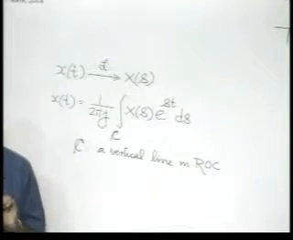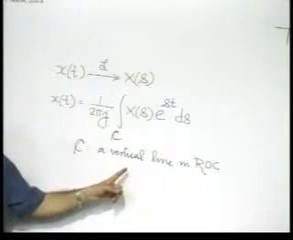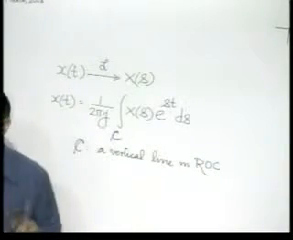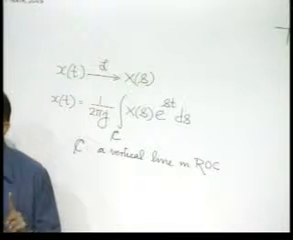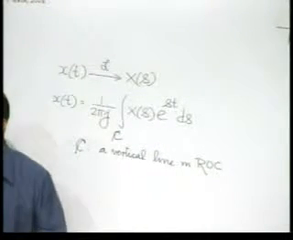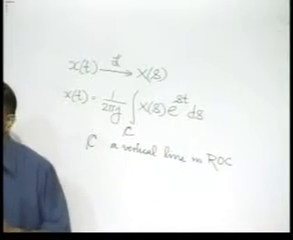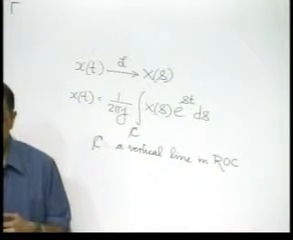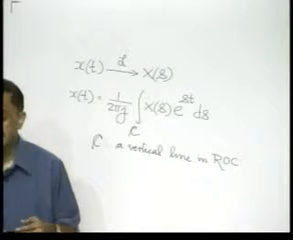Now here I must emphasize that when we talk about a vertical line in the region of convergence, the vertical line must lie entirely in the region of convergence. So it cannot be at the boundary of the region of convergence. Okay?